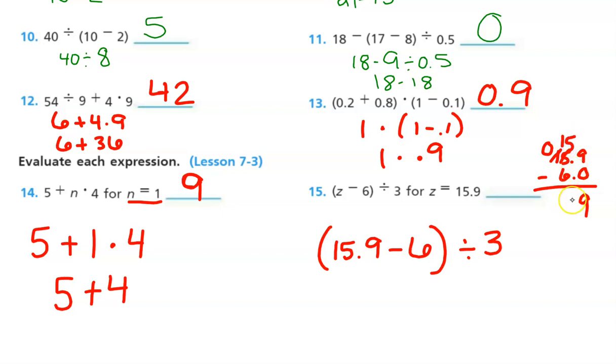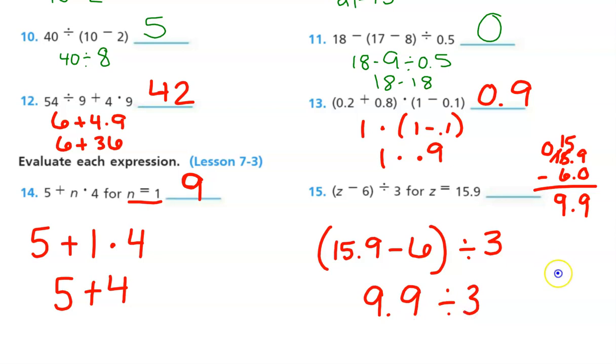15 minus 6 would be 7. No. 15 minus 6 would be 9. That was funny. Okay, so 9, and then I bring down my decimal point. So 9.9 is this first answer. And then it wants me to do 9.9 divided by 3.